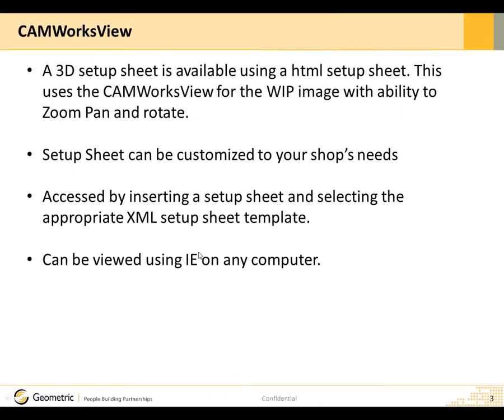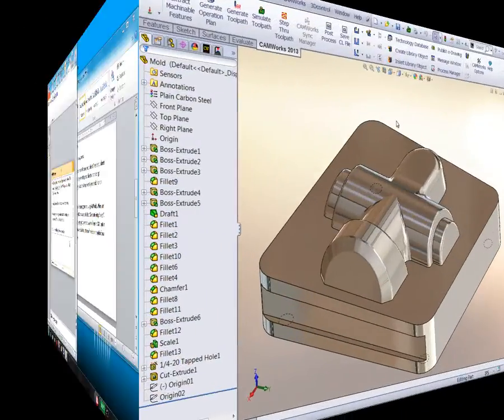This CAMWorks View technology can also be used in an XML-based setup sheet. These setup sheets can be configured for your shop's needs. This is done by generating setup sheets and choosing a template that has been configured with CAMWorks View. Once the setup sheet is generated, it can be viewed in any internet browser on any computer.